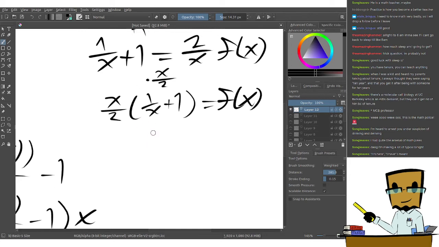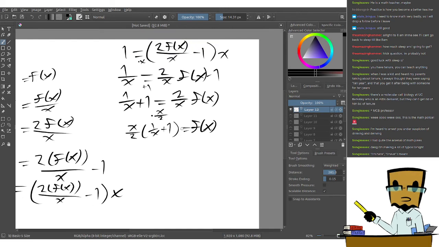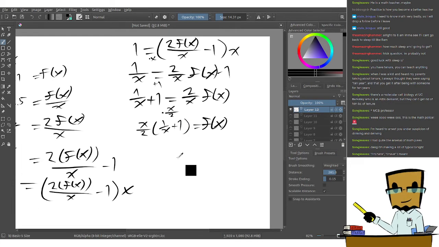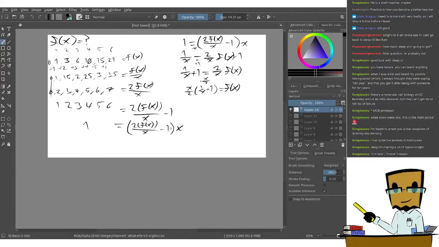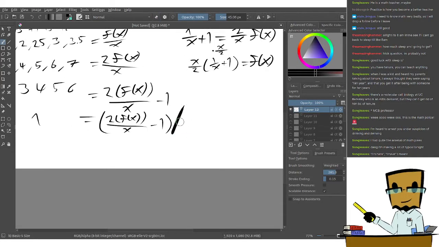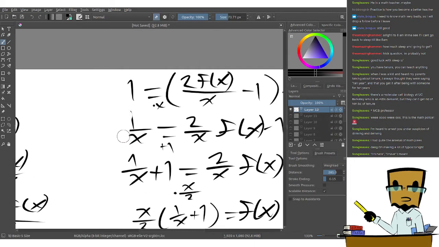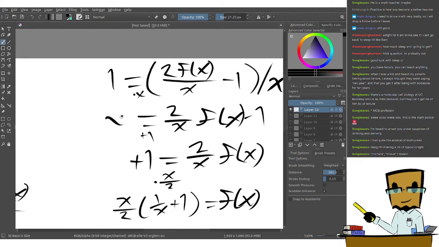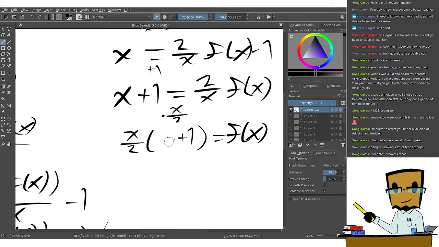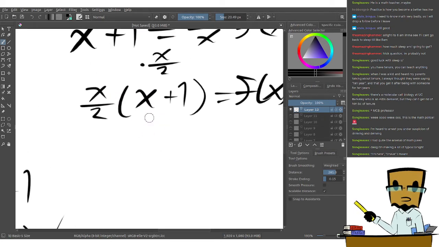Now, let's simplify. Wait, what? It looks like I messed up somewhere. Oh, no. There should be an x squared. Here we go. I messed up there. We divided by x on both sides. So, we should have x over here. My bad. Now, this will make a lot more sense in one moment. X plus 1. Yeah, okay, this is the proper answer. Okay, I'm not crazy.